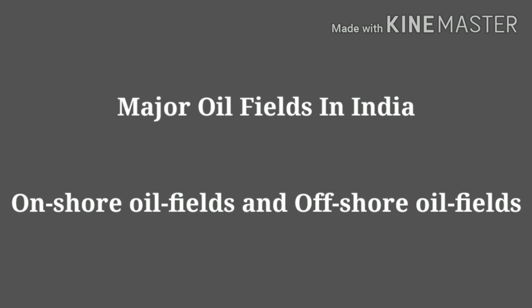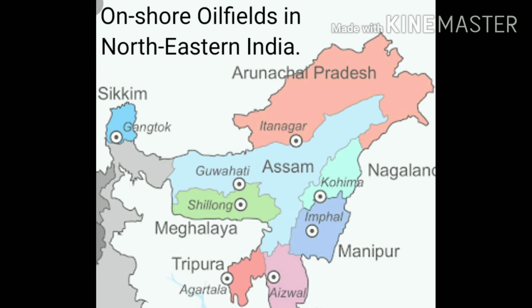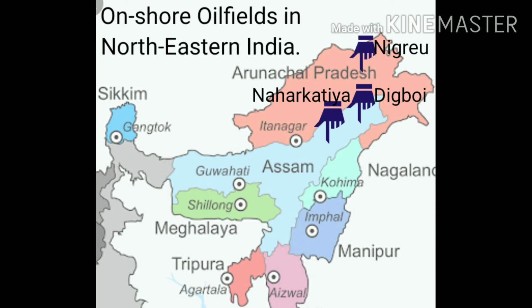Oil fields of India are of two types, namely onshore oil fields and offshore oil fields. Onshore oil fields in northeastern India. Digboy in Assam is the oldest oil field. Naharkatia, Rudrasagar, Bappapung, and Musimpur. Nigru Kharsang in Tirap district in Arunachal Pradesh. In Nagaland, oil fields are Borholla.